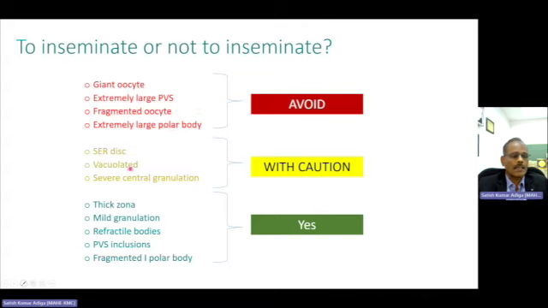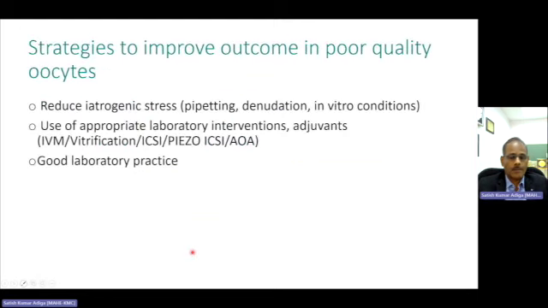Whereas oocytes with an SER disc, vacuolated oocytes, or severe central granulation can be inseminated or injected with caution. Some abnormalities like a thick zona pellucida, mild granulation, refractile bodies, PVS inclusions, or a fragmented first polar body have minimal impact on the outcome, so they can be injected without any problem.